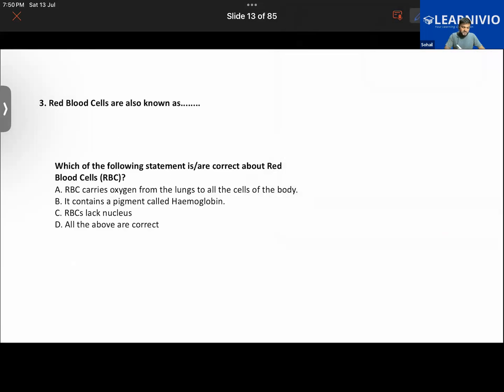Answer this given question in the chat box. Answer both the questions. Question number 3 and question number 4 as well. Answer in the chat box on this ID.